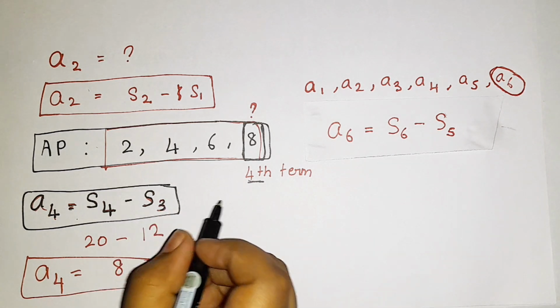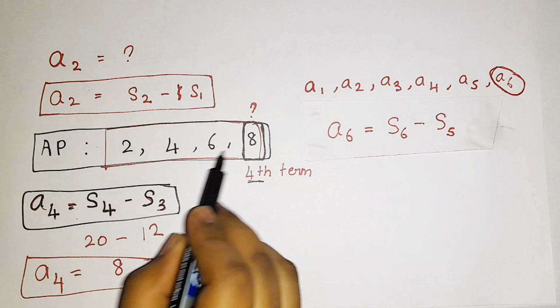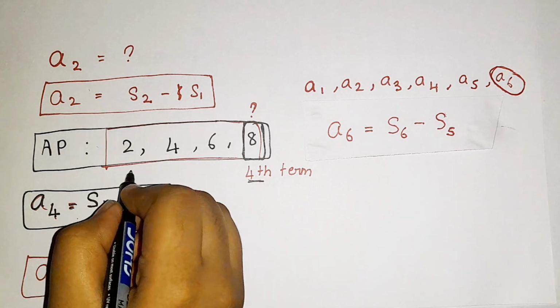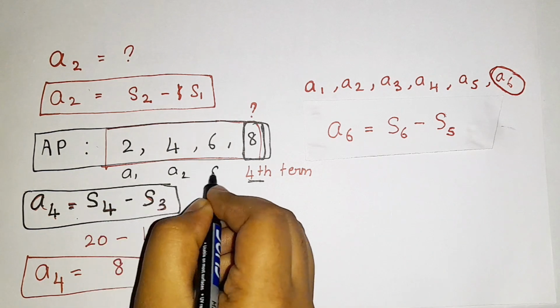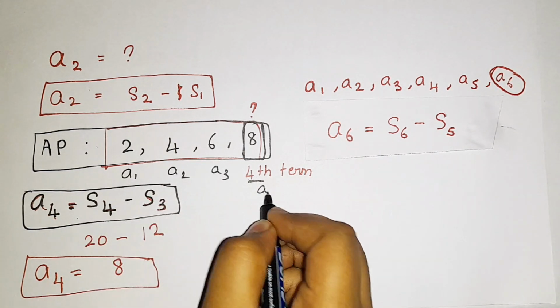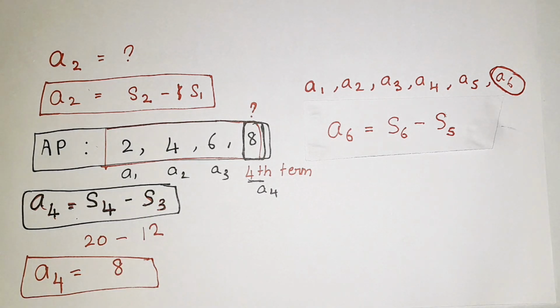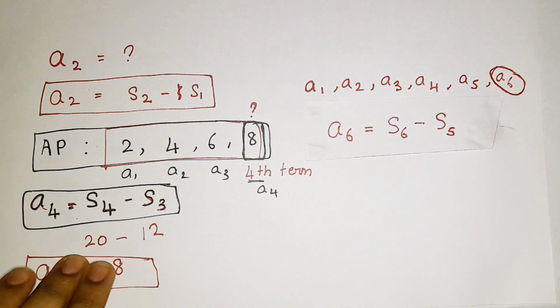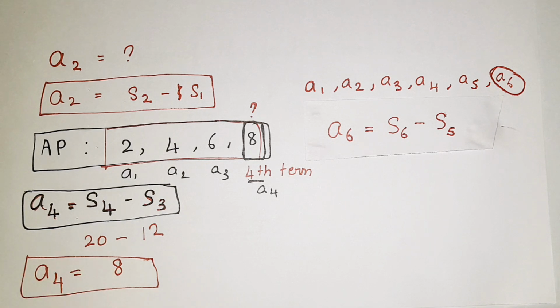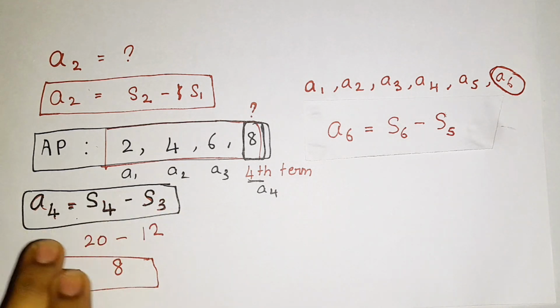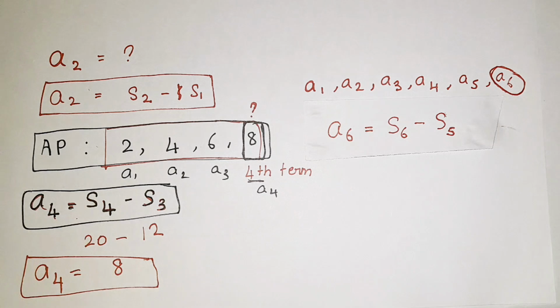Okay, so don't think that since the 4th term is 8, the previous number is 6, so we are supposed to write 6 here. No guys, we are supposed to take it as A1, A2 and A3. So here A4, right? The previous number of 4 is 3, so S3. Okay, so this is the simplest way to understand it. So remember guys, whenever you find difficulty, you are supposed to use this formula. This is not exactly a formula, but you should understand this.